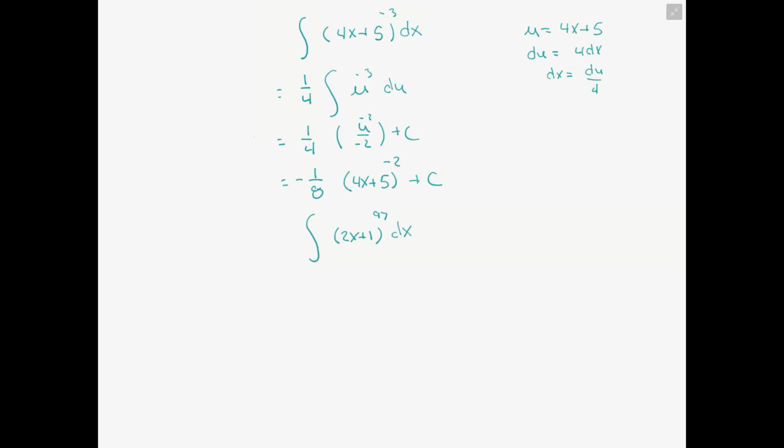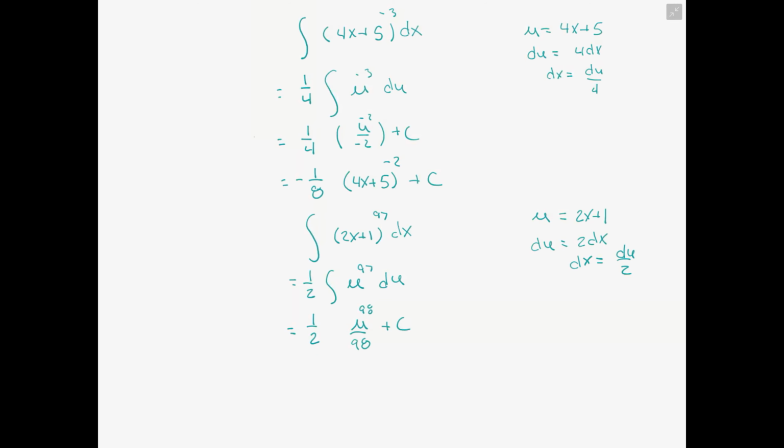Similarly, we've got another integral that we're going to do. We have (2x plus 1) raised to the 97th power. I don't know why they gave this as an example, but again, we use u equals 2x plus 1, and du equals 2 dx, and then dx equals du on 2.